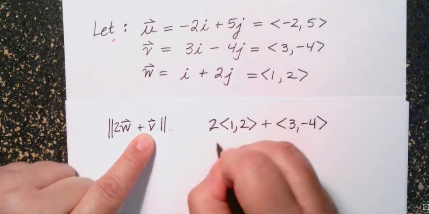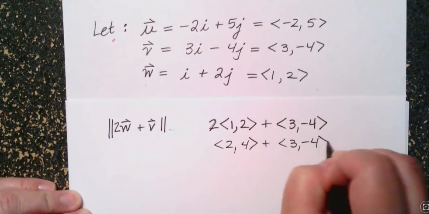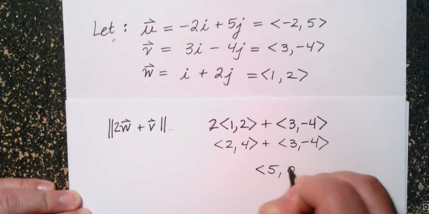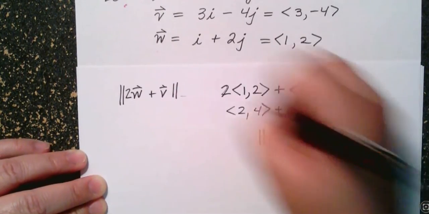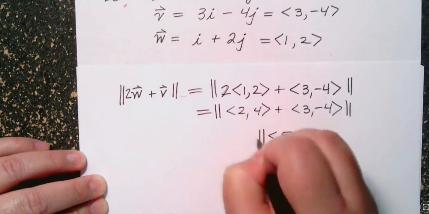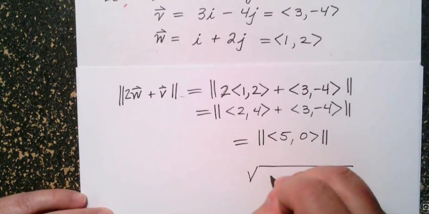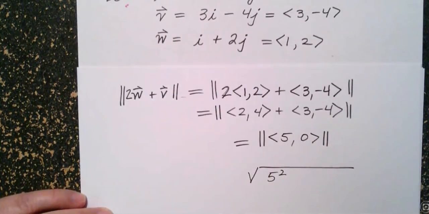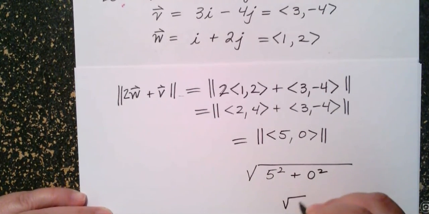And I'm going to go ahead and do that first. That's 2, 4, plus 3, negative 4. 2 plus 3 is 5. 4 plus negative 4 is 0. And I'm asked to actually find the magnitude of that. So really the whole thing was magnitude. Okay, the magnitude of that, remember it's kind of like the Pythagorean Theorem. Horizontal component squared plus the vertical component squared. The square root of 5 squared is just 5.